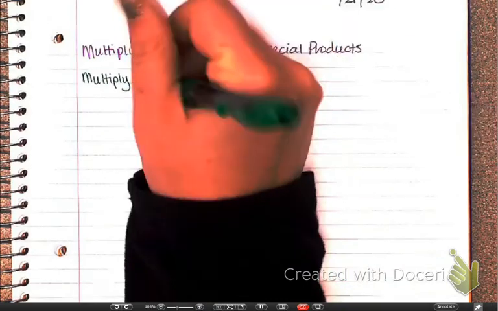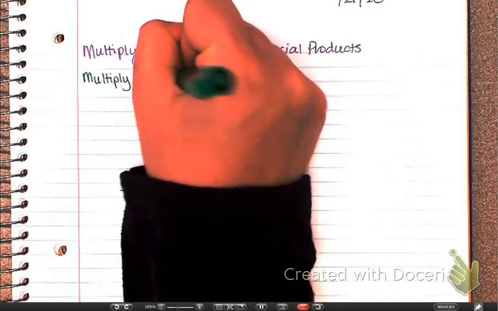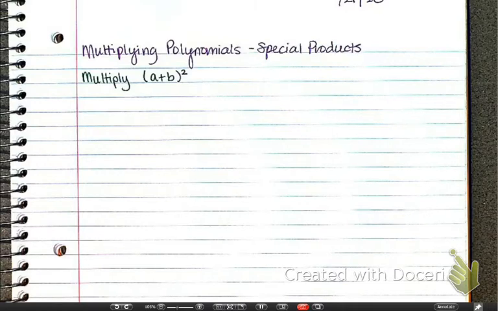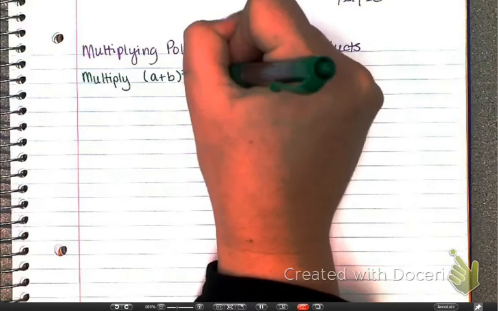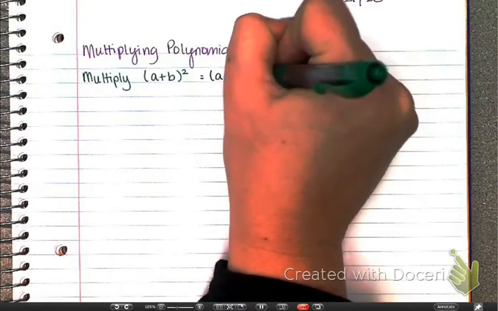So let's first look at something that's going to look like a plus b squared. Now, before I do anything, how do I write a plus b squared? What do you think I'm going to do first? What do I do with a plus b squared? What does that mean? You write it twice. It means a plus b times a plus b.